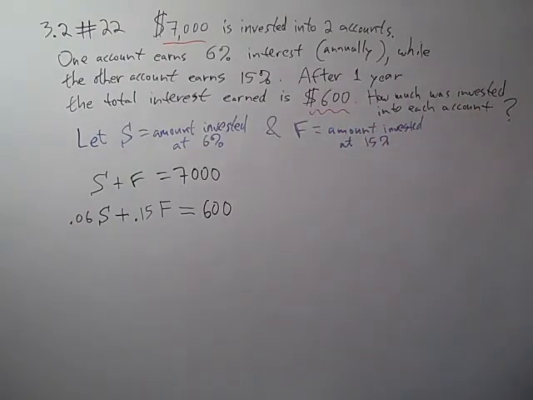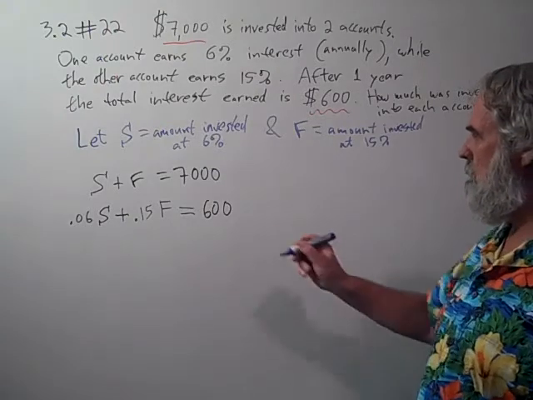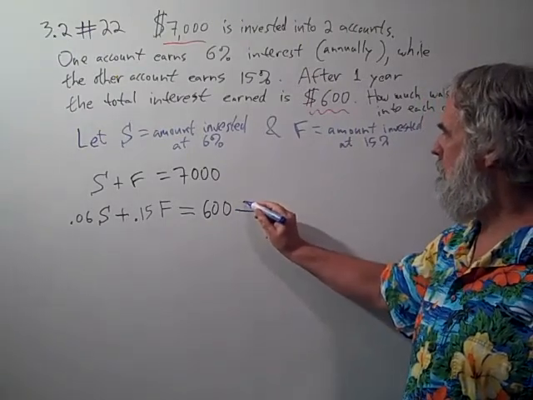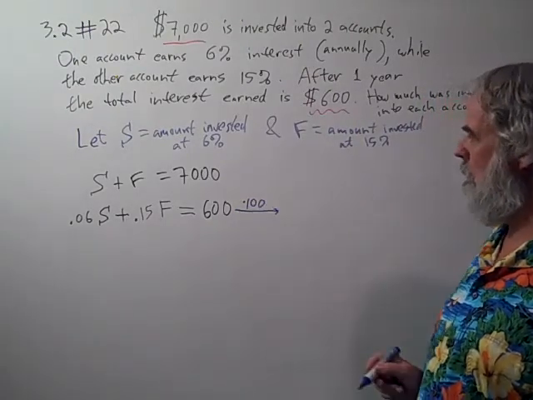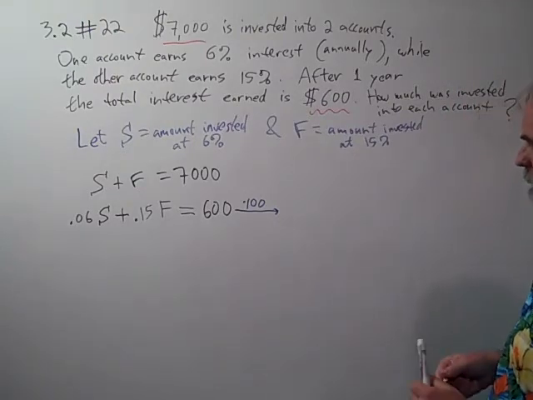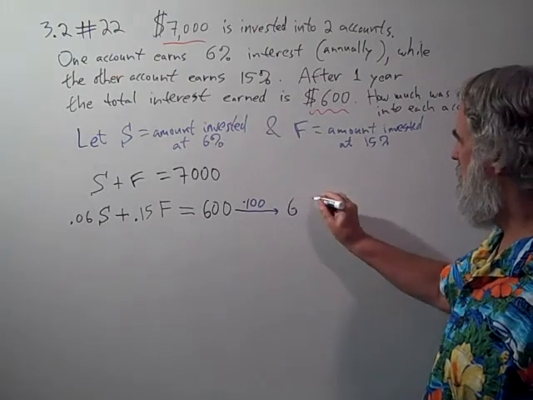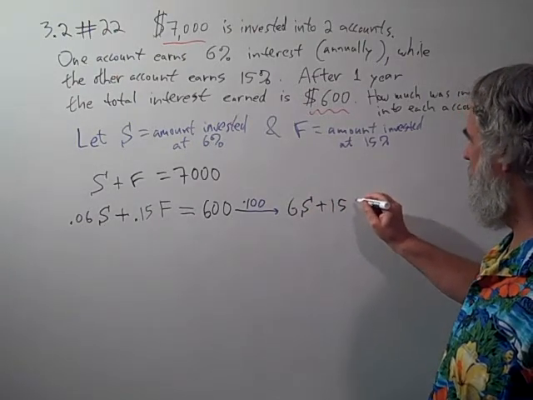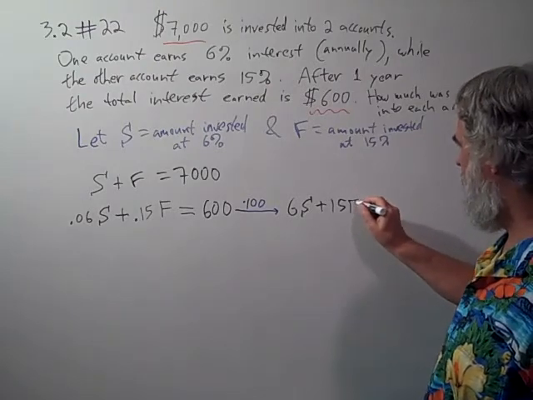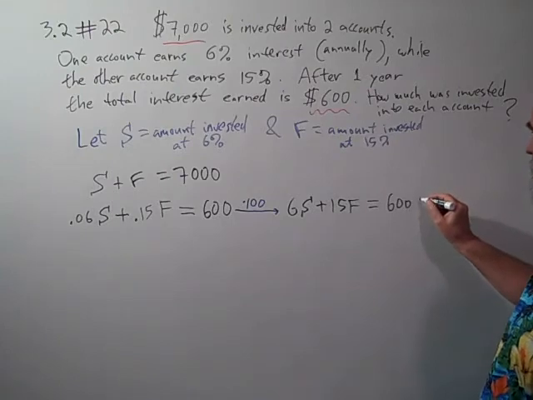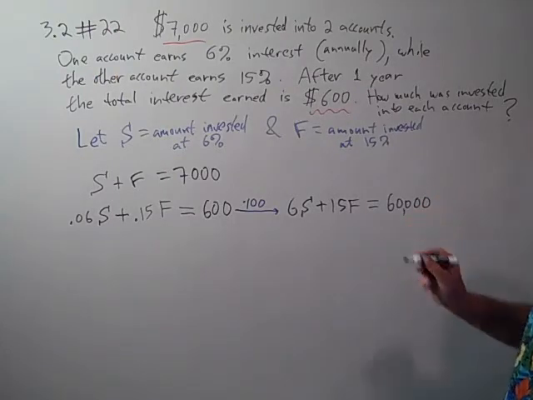Now, if I multiply both sides of the second equation times 100, we can slide the decimal places over twice, and we won't have any decimals to worry about. In fact, what we end up getting then is 6S plus 15F equals 600 with 2 more zeros added, so that's 60,000.